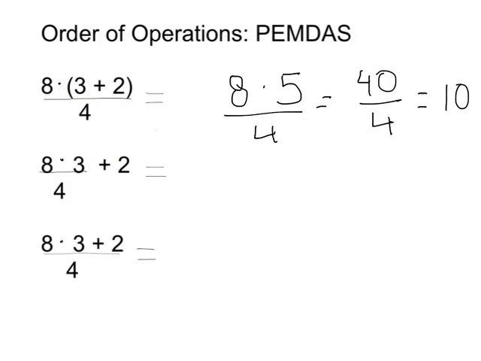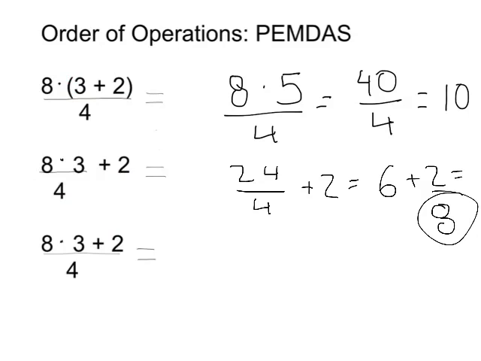Okay, this next one, I've lost the parentheses, and I still have the multiplication and division, and I still have the addition. But without the parentheses, I'm going to do my multiplication and division first before I do my addition. So I'm going to do 8 times 3, which is 24, over 4 plus 2. That equals 6 plus 2, and that equals my final answer, which is 8.